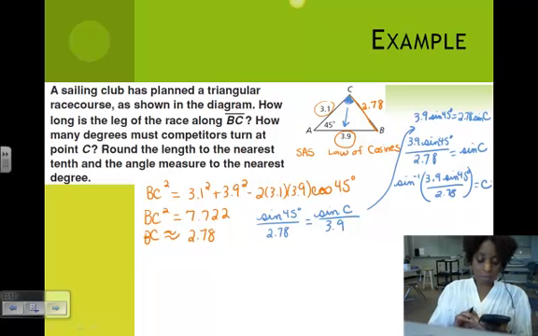So I'm going to type it in bits and pieces. I'm going to do 3.9 times the sine of 45, enter. Got a value. Now I'm going to divide that by 2.78. Enter. I got a value. Now I'm going to do the inverse sine of that. Inverse sine, second answer, enter, and we find out that angle C is approximately 82.7 degrees.